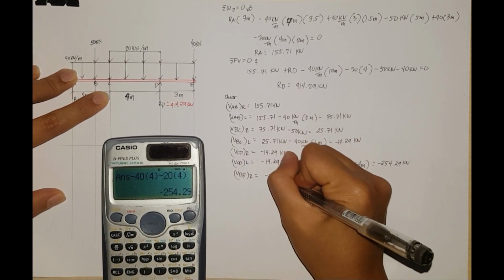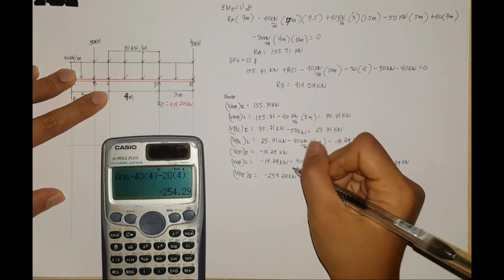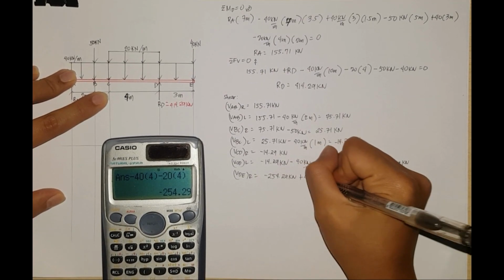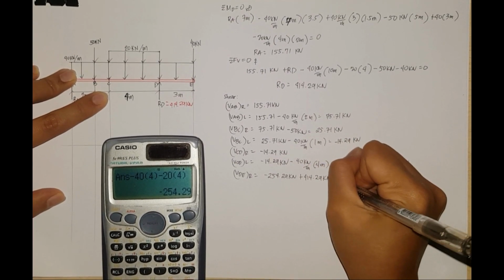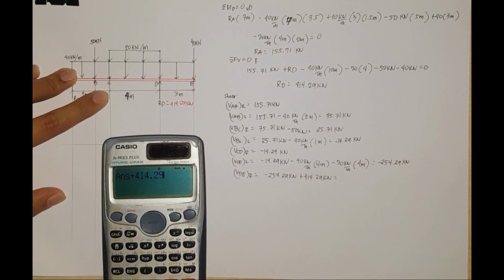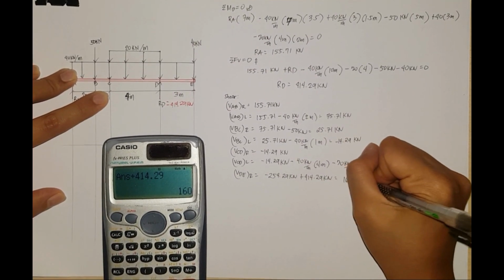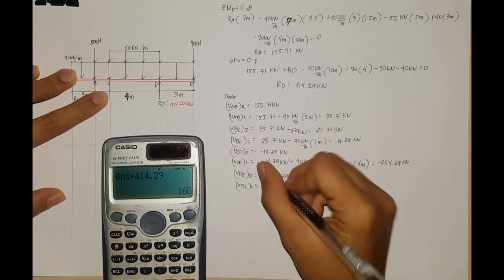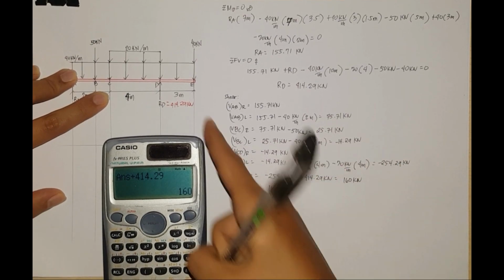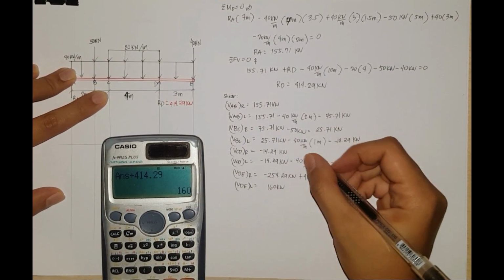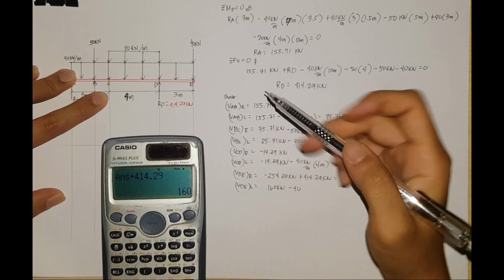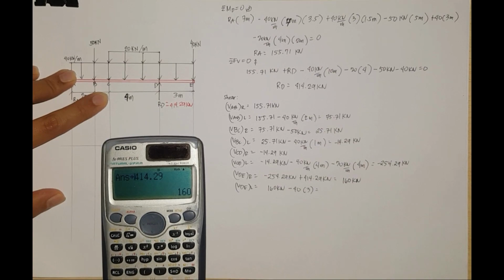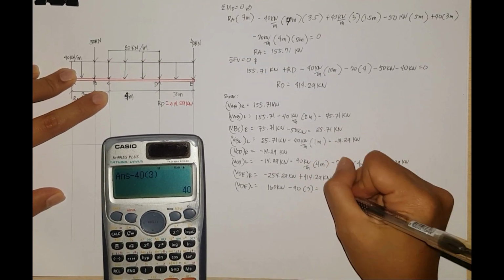And then next, we have VDE, right? So, negative 254.29 kilonewton. Is there any point load we have, which is equal to 414? So, we have positive 414.29 kilonewton. So, it is equal to plus 414.29. It is equal to 160 kilonewton. And then, for the last one, is there any area at the load diagram we have, which is equal to 40? So, minus 40 multiplied by the distance. So, we have 3 meters. So, it is equal to minus 40. So, we have 40 kilonewton.